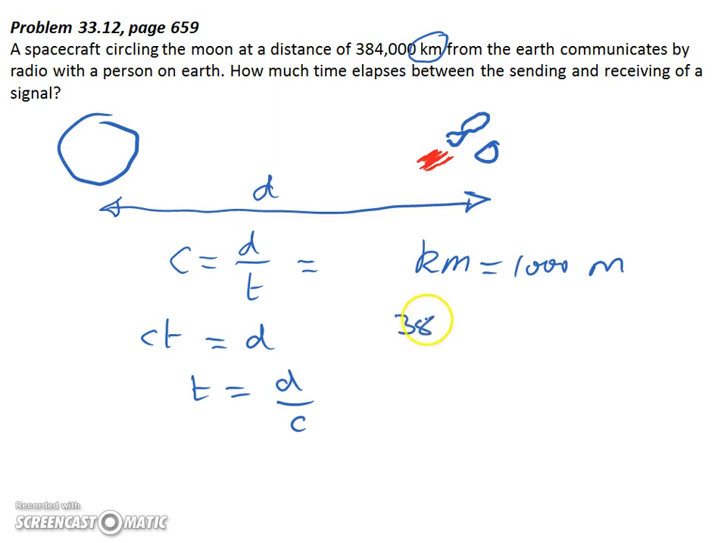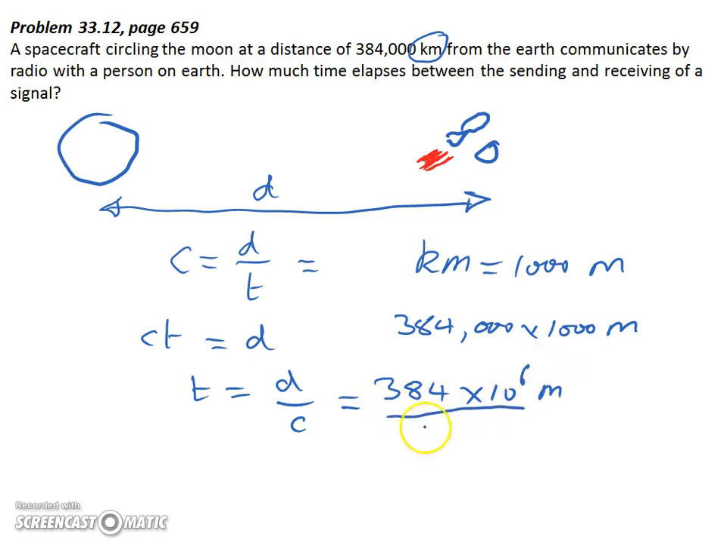We do that by remembering that a kilometer is equal to 1,000 meters. Therefore, 384,000 kilometers, we just make a direct algebraic substitution, kilometers for 1,000 meters, and we see that we have 384 million meters. So the time will be given by 384 times 10 to the 6 meters divided by 3 times 10 to the 8 meters per second.